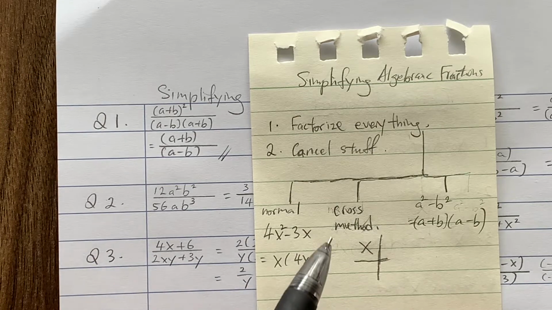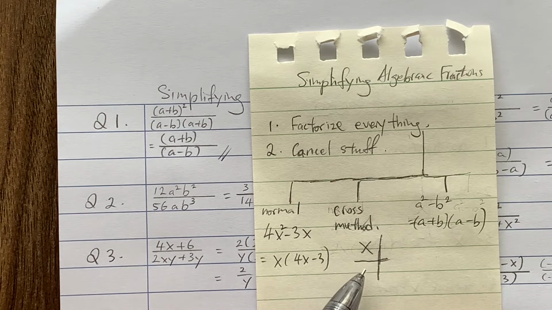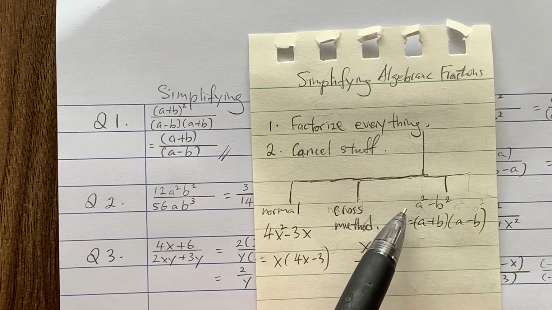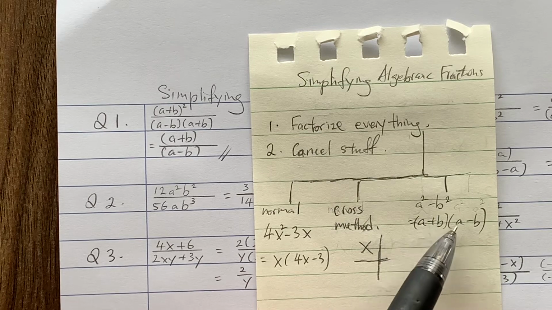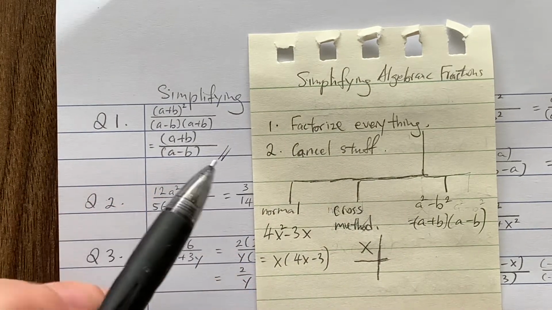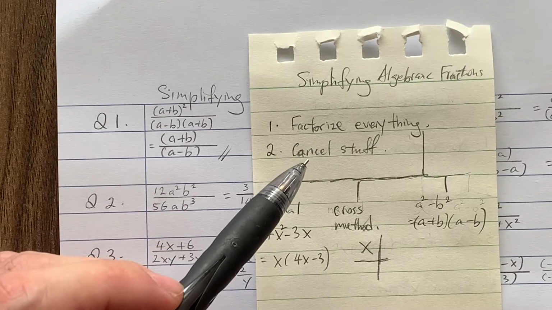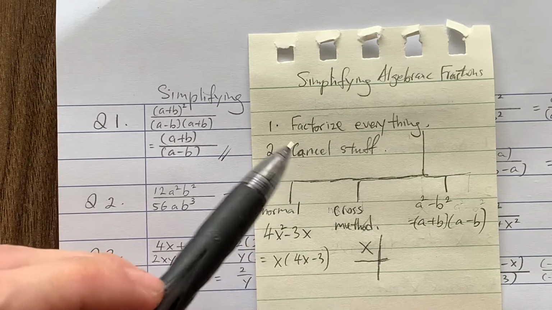The next common method of factorization will be the cross method. Okay, cross method. Once I draw this, I hope you know what I'm talking about. And then the last one will be the a square minus b square. We call it difference of square. So a square minus b square equal to a plus b times a minus b. So these are the 3 most common ways of factorizing. And after you factorize, you are going to expect to be able to cancel things. If you cannot cancel, there's a good chance that you have done something wrong.